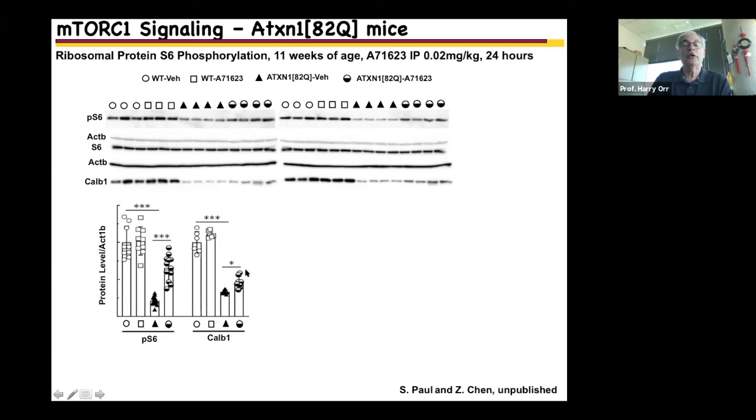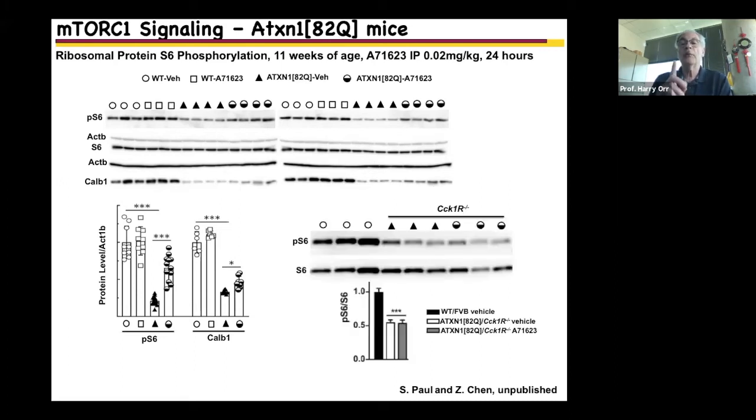Interestingly, we also see a slight but significant increase in calbindin in the 82Q animals given the agonist. Importantly, if we do this same experiment in our 82Q animals that have been crossed onto the CCK1 receptor knockout background, we do not see an increase in phosphorylation of the S6 ribosomal protein. So again, the ability of this compound to act is dependent on the presence of the CCK1 receptor.